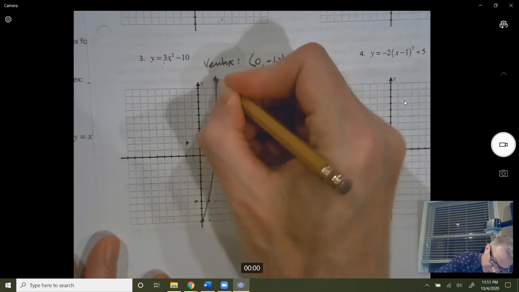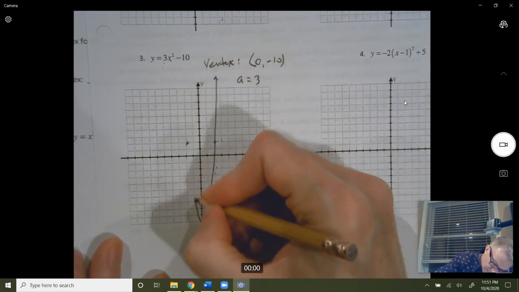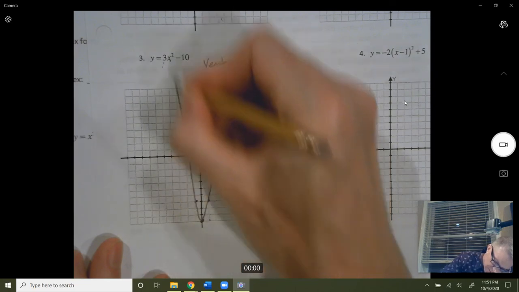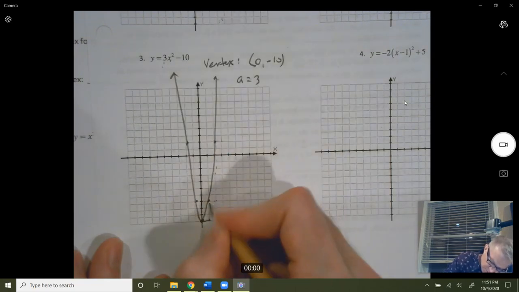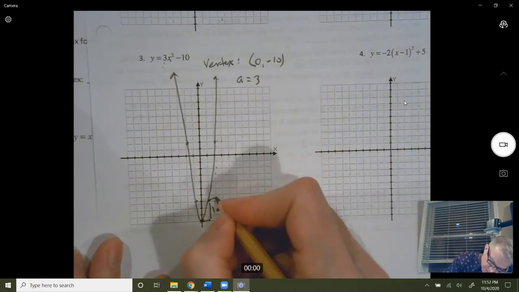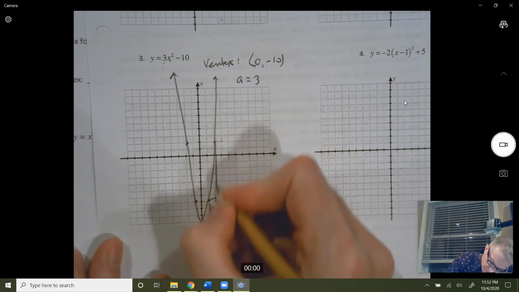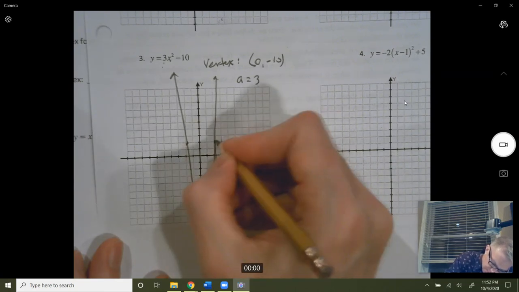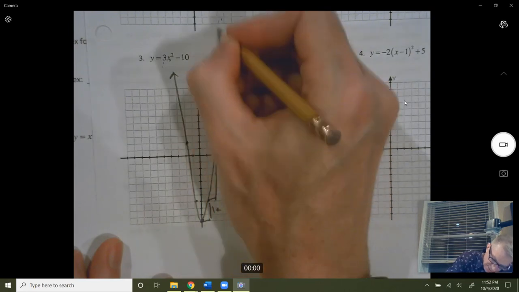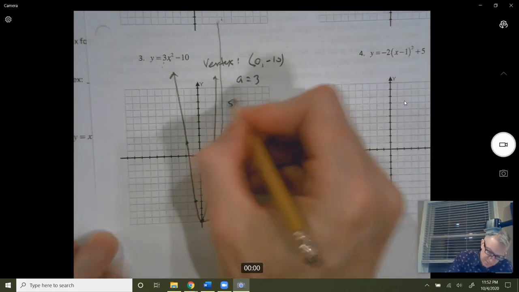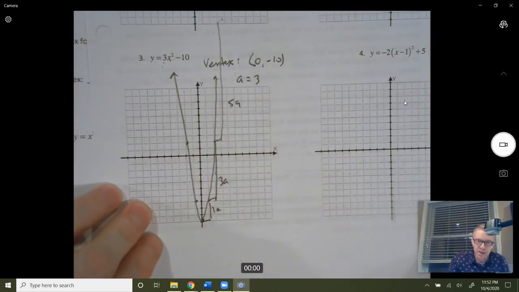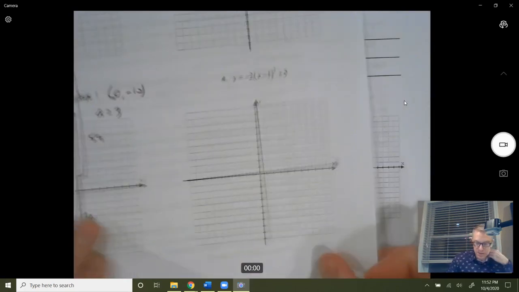If that's really easy, you can always make a table of values and plug them in. This is just an easier way. Up 1A, that's 3A, and then up 5A. Okay, you just keep going with the odd numbers. Okay, so something like this.